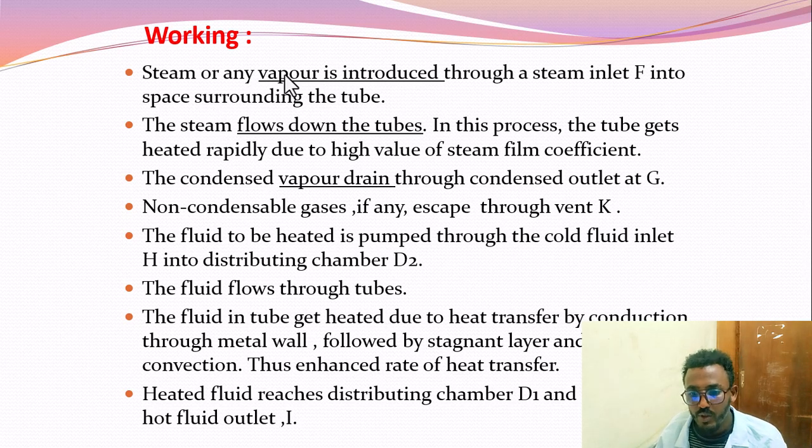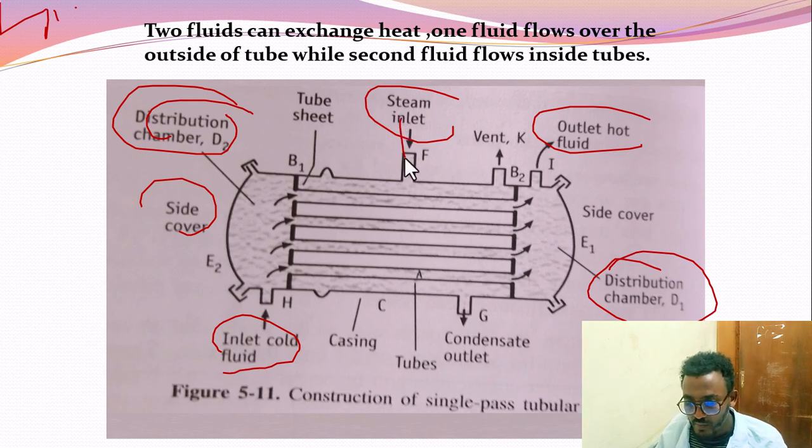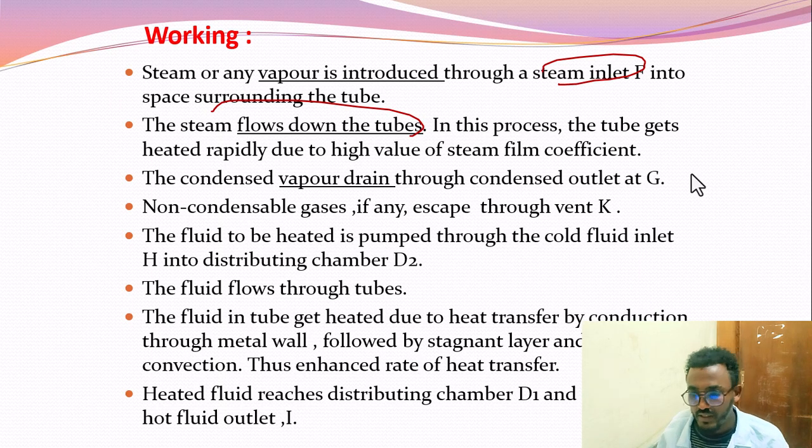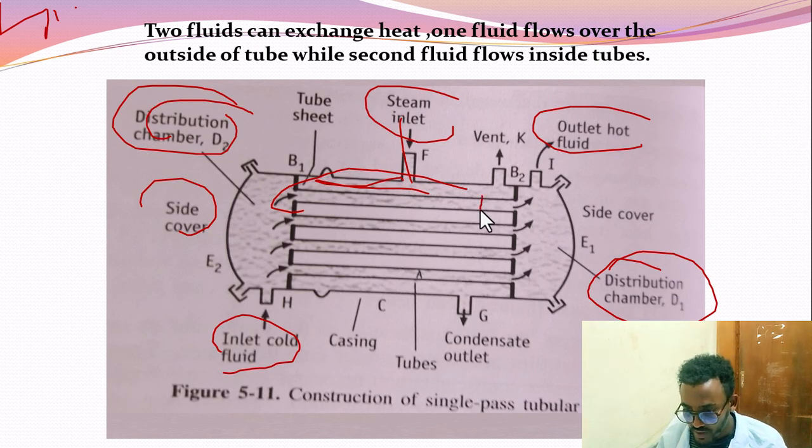Steam or any vapor is introduced through the steam inlet. Through the inlet, steam is introduced into the space surrounding the tubes, and the steam flows down the tubes. So after the steam comes in here, it starts moving here, right? In this process, the tube gets heated rapidly due to the high value of the steam film coefficient. So here we have the tubes, right? Due to this steam, the tubes start getting hotter and hotter.